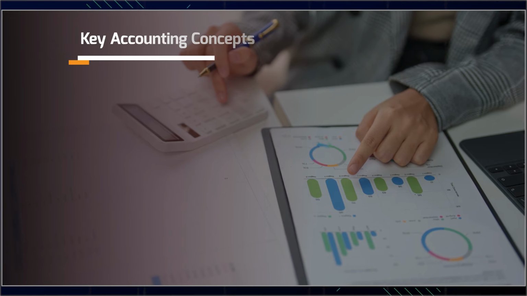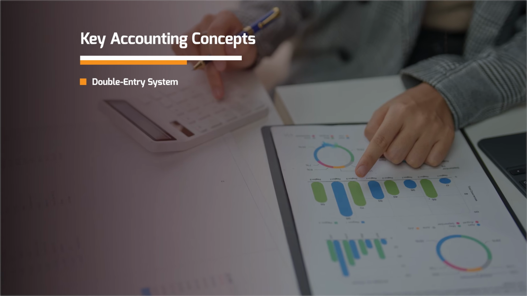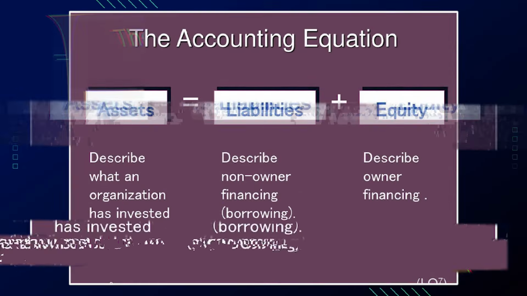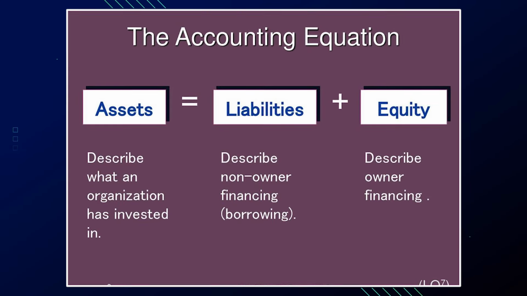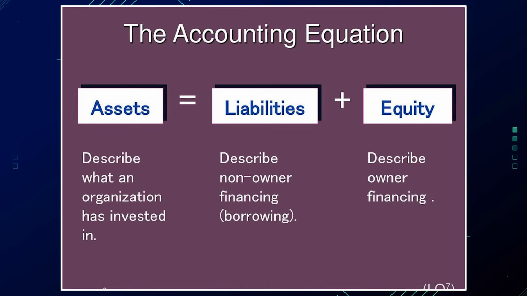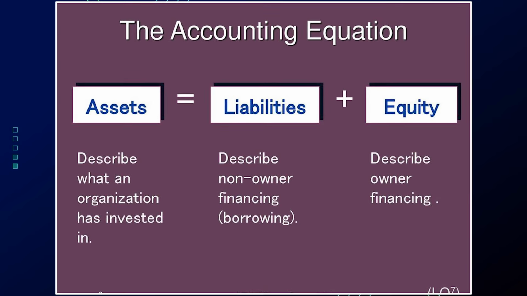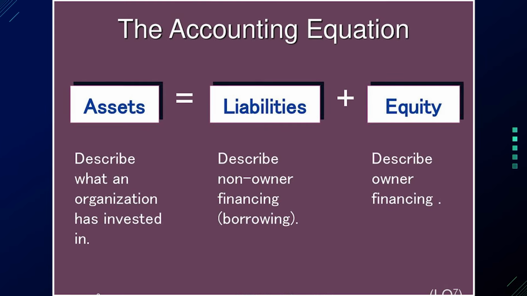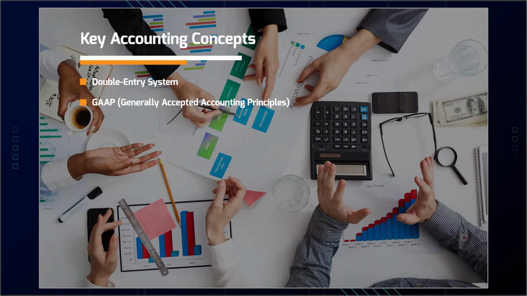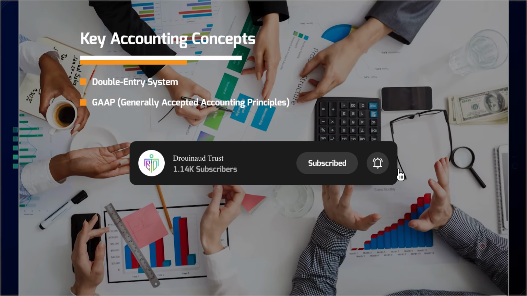Now, a key accounting concept is the double entry system. Every transaction affects at least two accounts, debits and credits, maintaining the accounting equation. So assets equal liabilities plus equity. Let me say that one more time: assets equal liabilities plus equity. The GAAP, Generally Accepted Accounting Principles, are standard guidelines for financial reporting, ensuring consistency and transparency.